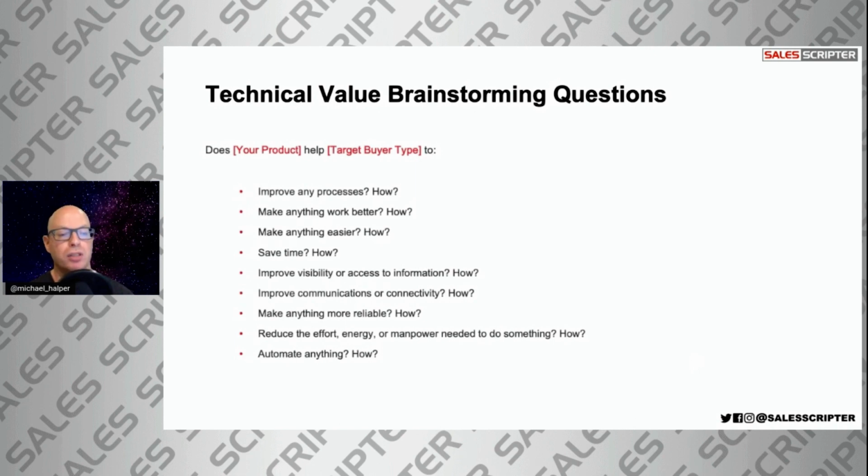What you're looking to do is scan these questions and think about, do I have something to talk about in that area? And if you do, try to think about how your product helps the particular buyer type in that particular area. Notice the answers to these questions could change when you change that target buyer type. But does your product help that target to improve any processes, make anything work better, make anything easier, save time, improve visibility, improve communications, make anything more reliable, reduce effort, energy, manpower to do something, automate anything?